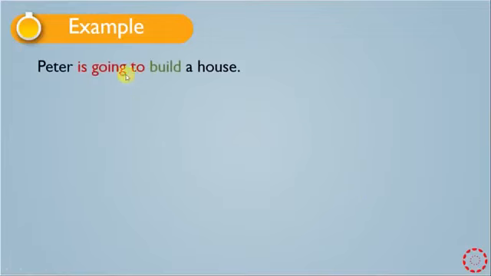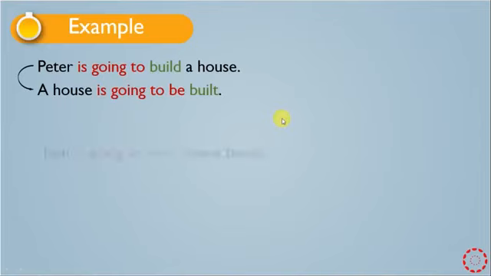Look at these examples. Peter is going to build a house. Peter is the subject, and then we have verb to be, and then we have going to. After going to, we have base, which is build. And also a house here is an object. We say a house is because it's singular, and then we have going to. After going to, we have be. After be, we have pp. We change build to the past participle of the verb, and also it's irregular. That's why build became built. A house is going to be built.